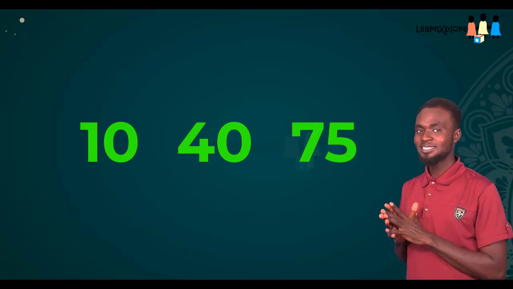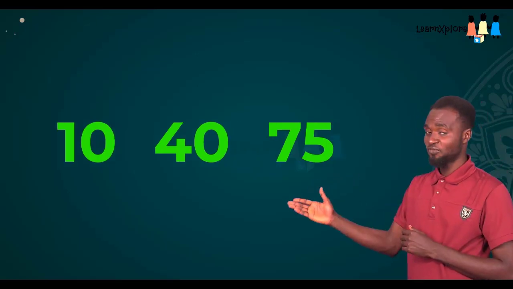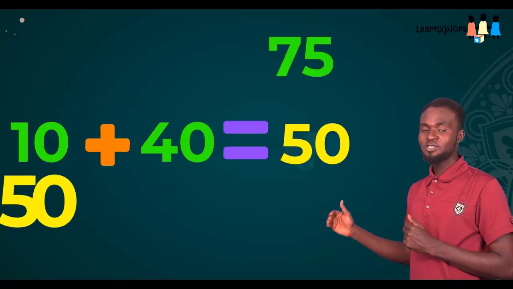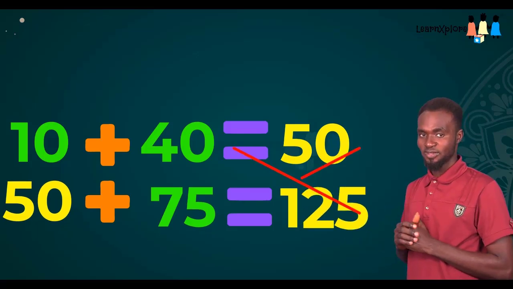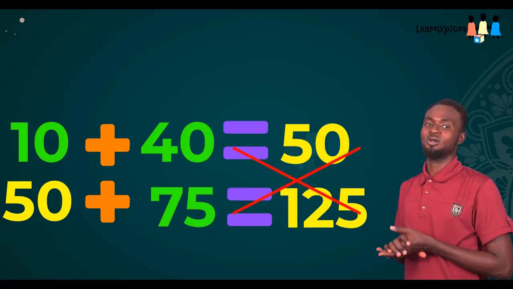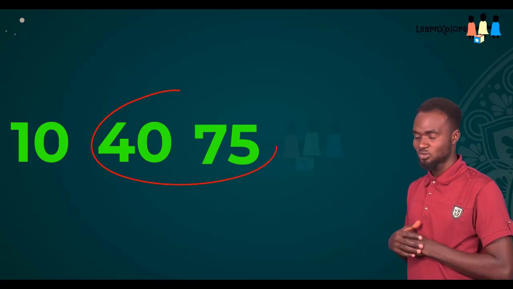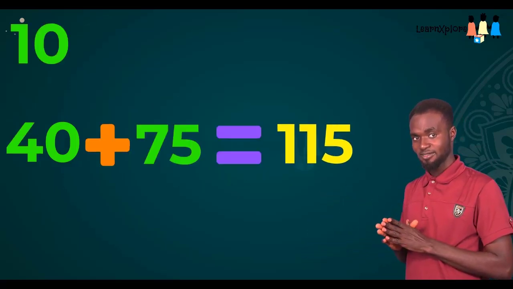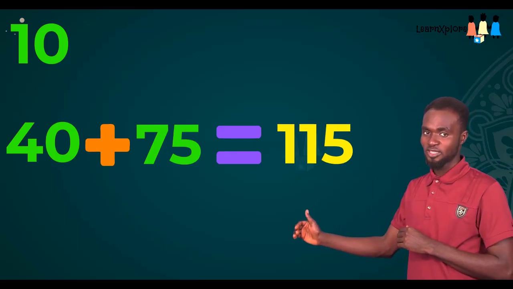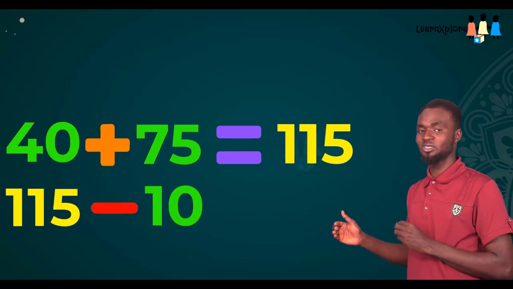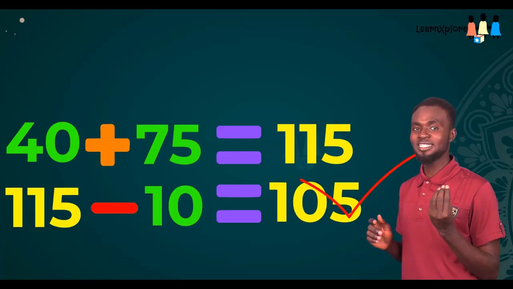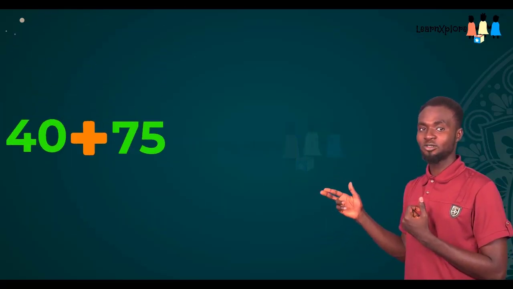Okay, now let's see if you got it. If you started with the first 2 numbers, 10 plus 40, it will give us 50. 50 plus 75 will give us 125. That's more than 100. Let's start with the last 2. We have 40 plus 75. That will give us 115. Now if you subtract the first one, that's 115 minus 10 will give us 105. That's closer to 100. So the number sentence for these 3 numbers will be 40 plus 75 minus 10 will be equal to 105.